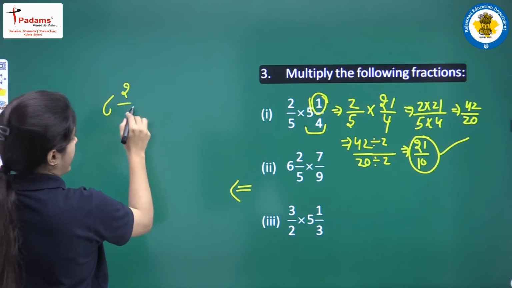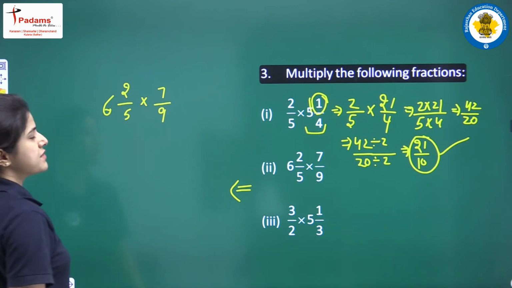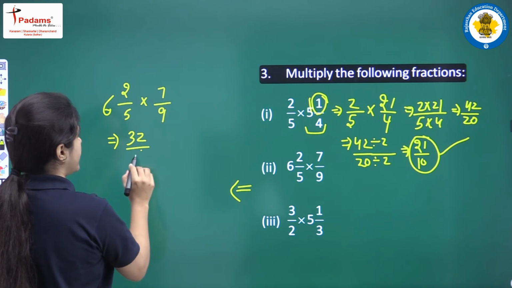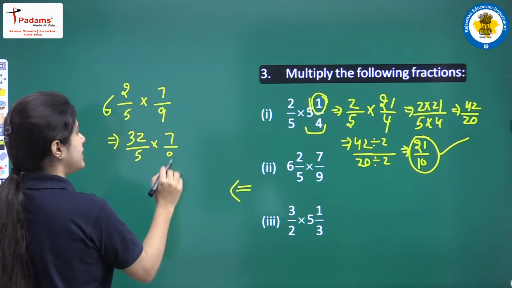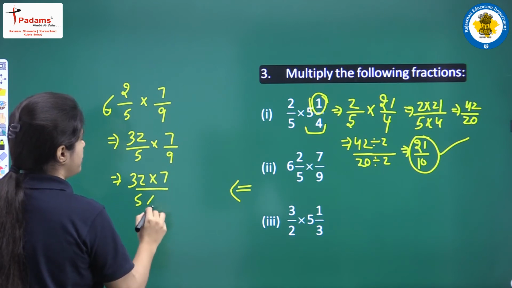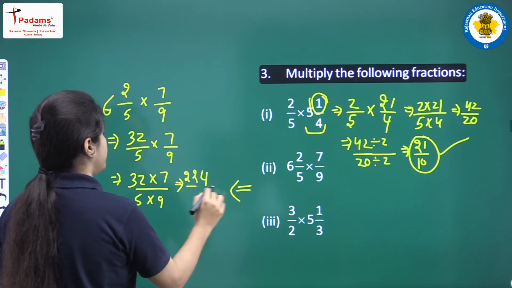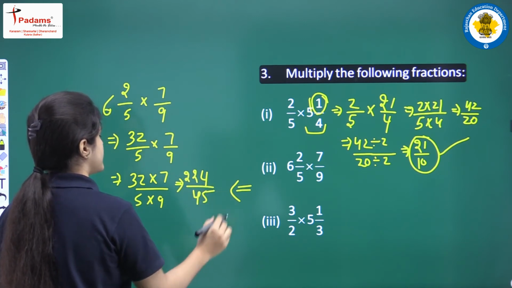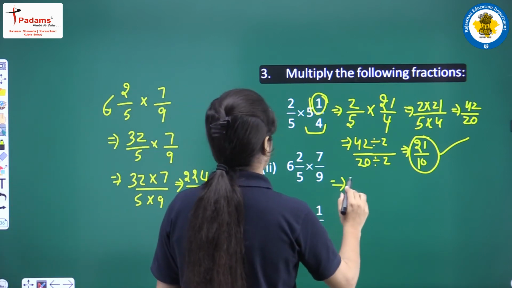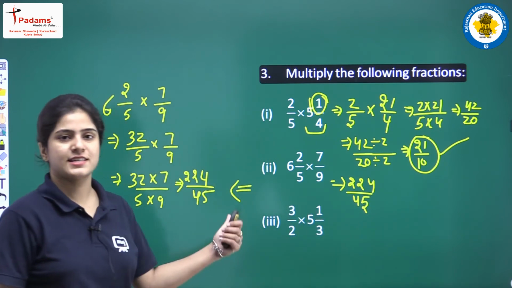2 6 upon 5 into 7 upon 9. 6 into 5 is equal to 30, 30 plus 2 is equal to 32. 32 upon 5 into 7 upon 9. So 32 into 7 upon 5 into 9. So it means 224 upon 45. So this is your answer. Alright students, the answer will turn out to be 224 upon 45.